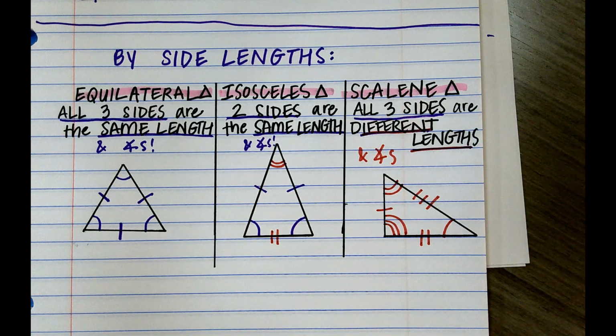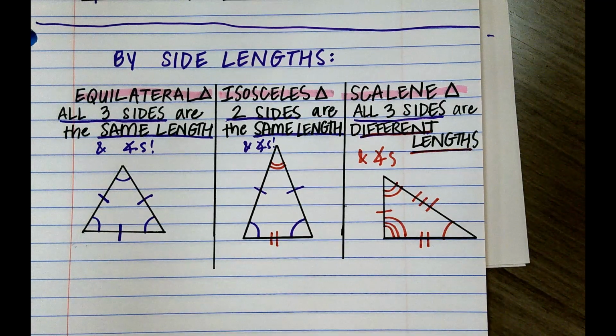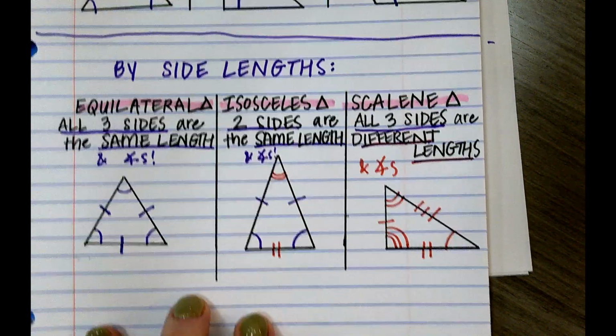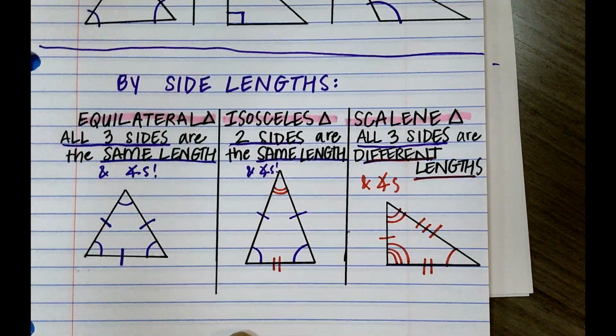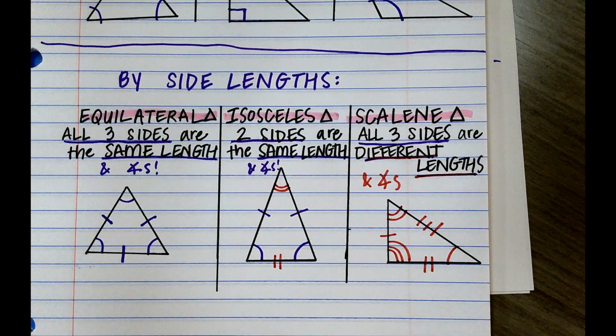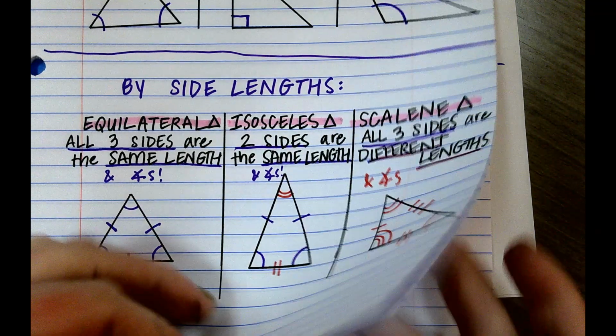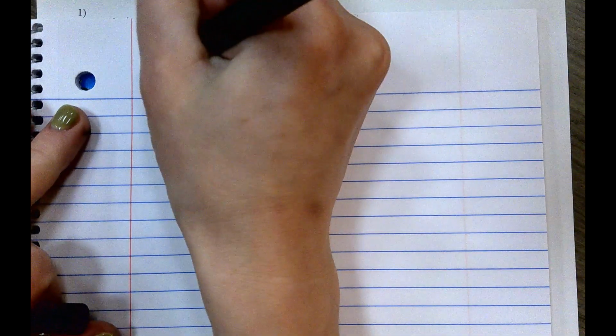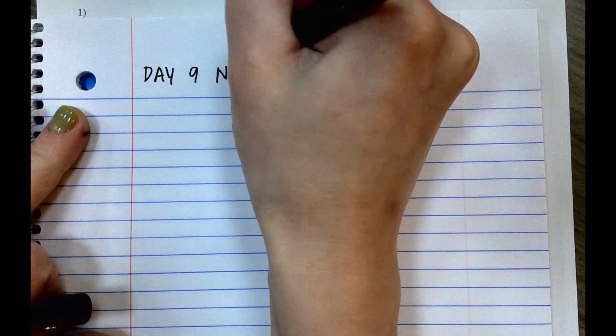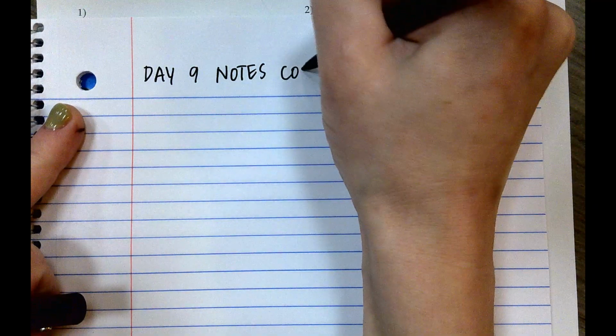And then once we've got this page of notes done, we're going to focus on the next page of our notes, specifically on right triangles. And we'll pull out that worksheet once we're ready. So I'll pause this and we'll unpause it in just a moment here. Okay, so we'll go to page 2. Day 9. Notes. Continue.